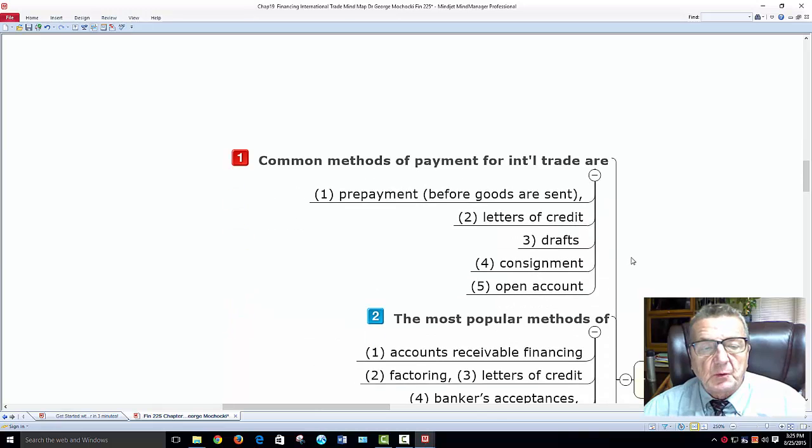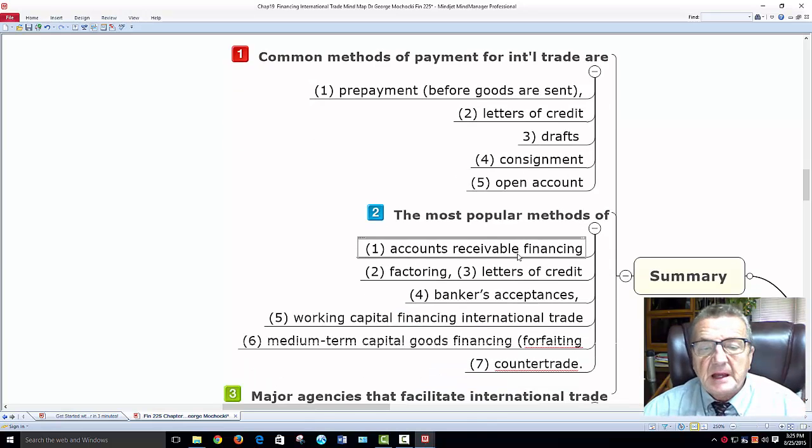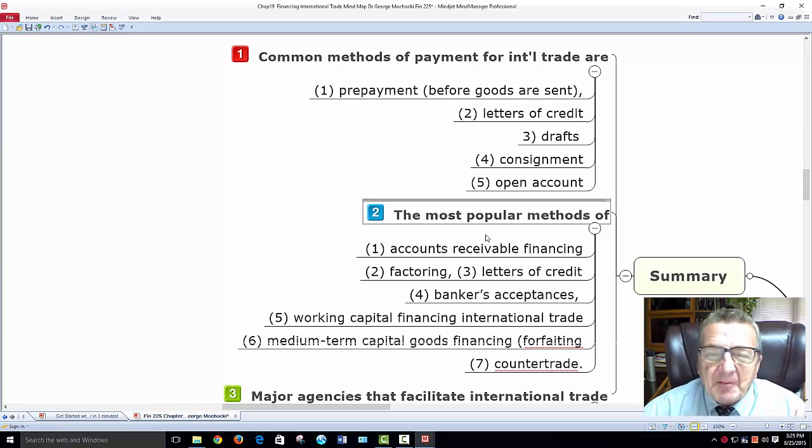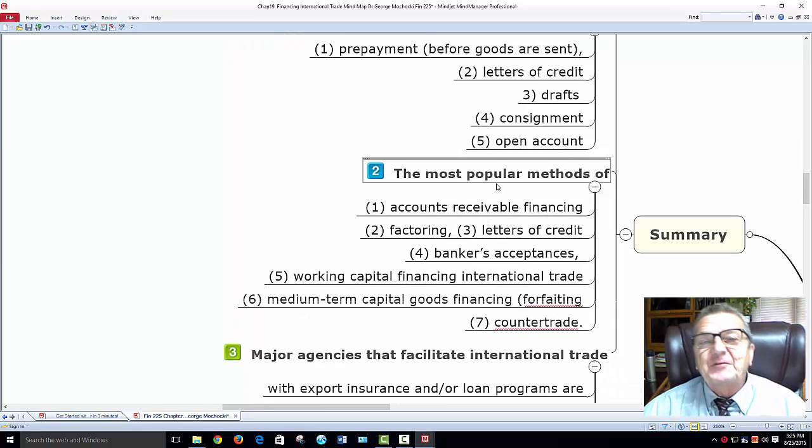Here's our summary. I'm going to go real quickly. Common methods of payment are prepayment, letters of credit, draft, consignment, and open account. These are the main topics. I'm going fast now; I'll slow down. You can always stop me and look at the picture, my concept map, and add on to it. Most popular methods, I almost feel like I'm in a classroom.